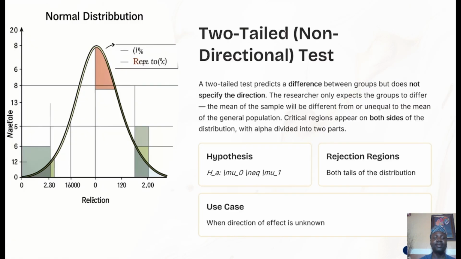The next is the two-tailed test, which is called a non-directional test. This two-tailed test predicts a difference between two groups but does not specify the direction. Look at this.